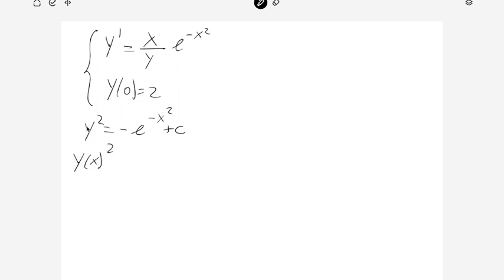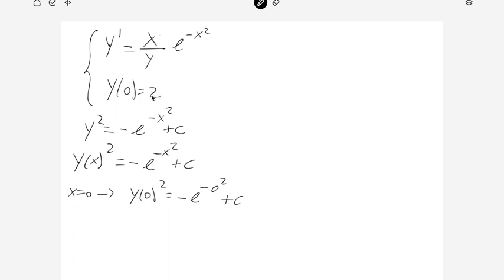y to the x is a shortcut to write y of x. So I write it in the extended way: y of x squared equals minus e to the minus x squared plus c. Now when x is equal to 0, I obtain y of 0 squared equals minus e to minus 0 squared plus c.